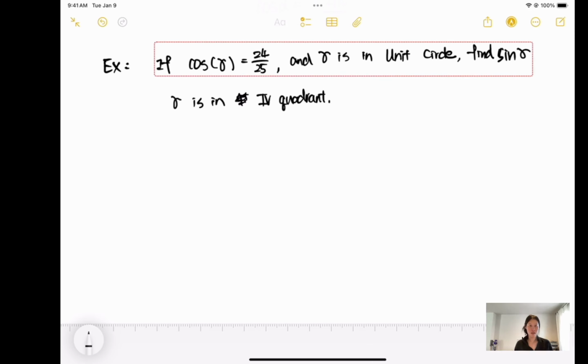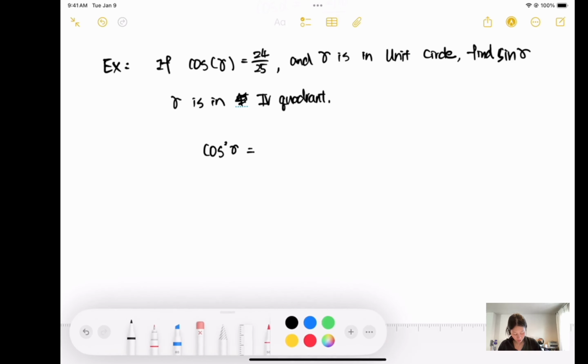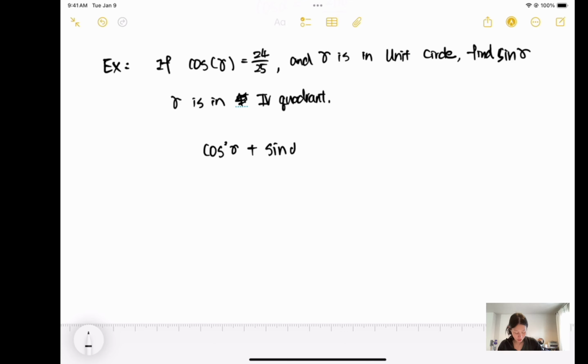Okay, since gamma is on the unit circle, we can apply the Pythagorean identity: cosine squared gamma plus sine squared gamma is equal to 1. And then the rest is just substituting the number into it. Cosine gamma is equal to 24 over 25. So don't forget to square it and add.